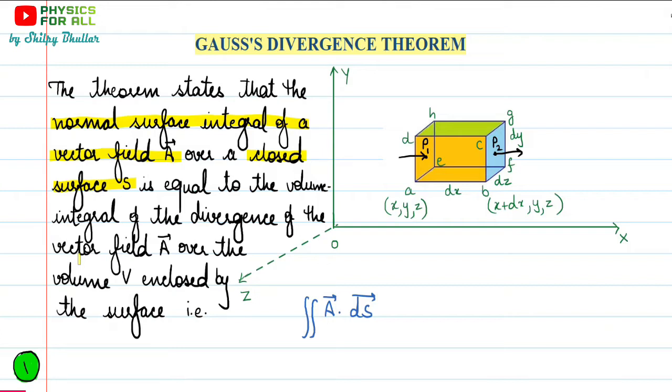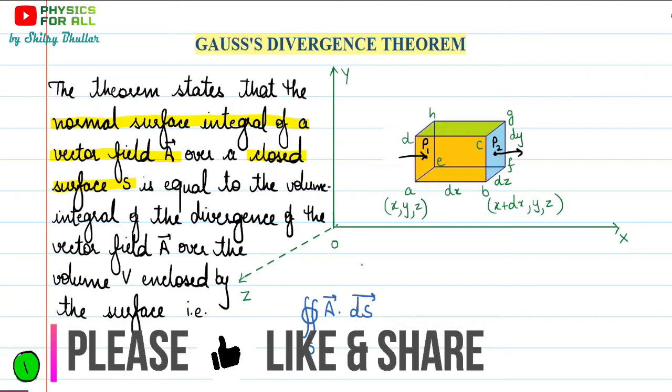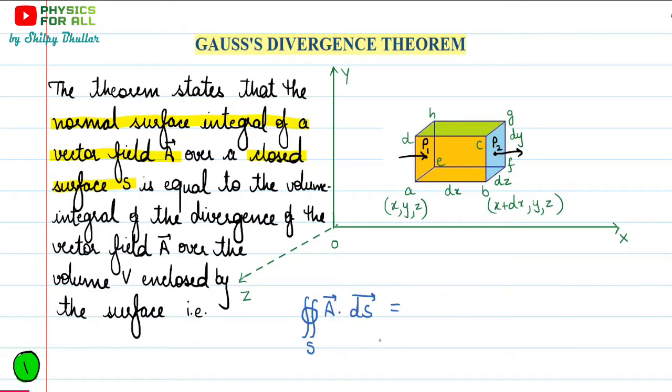So what do we write here? It is closed, so we put a circle over the integral sign, and then we mention that S is the surface that we are talking of. This is clear. Then we put the equal sign. It is equal to what? It is equal to the volume integral of the divergence of the vector field A. How do we write the volume integral now? We know the volume integral involves all three dimensions, so definitely we need three integrals.